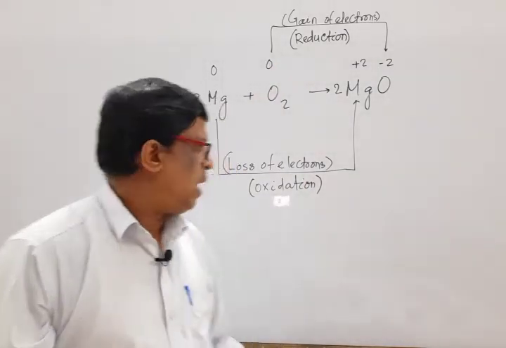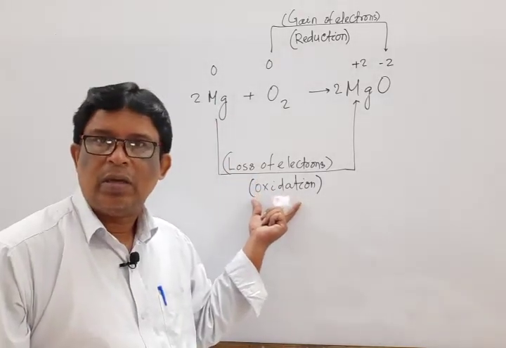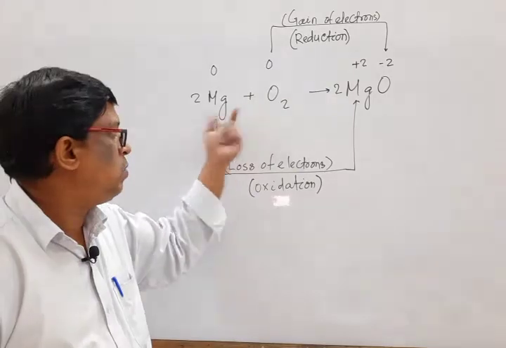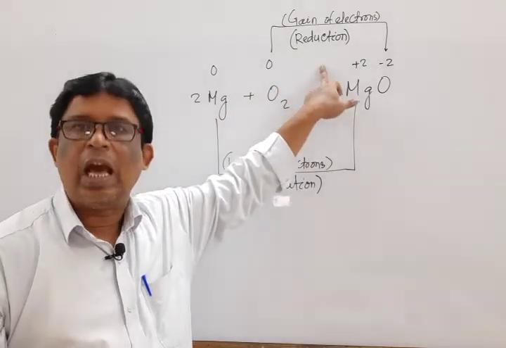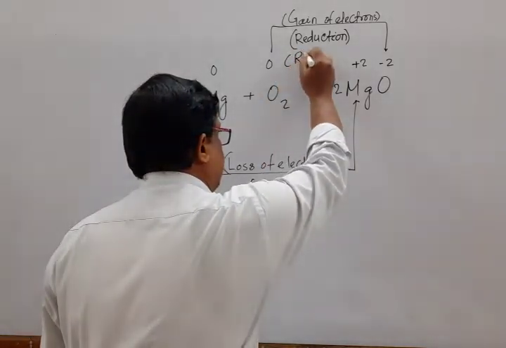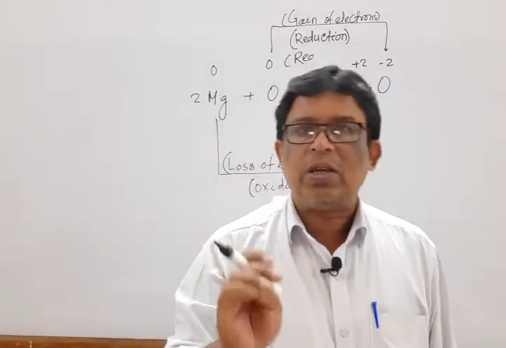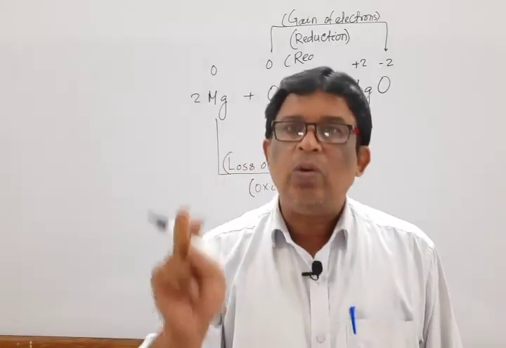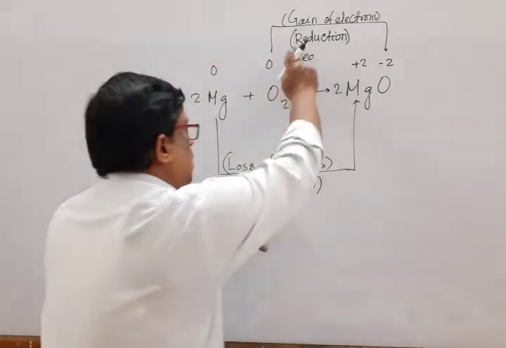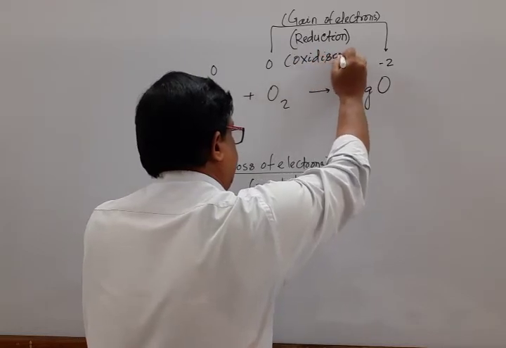Next, here mark that this is loss of electron, that means oxidation takes place. That means who helps in oxidation, who helps in losing electron of magnesium, that is oxygen. Oxygen helps in oxidation. The agent who helps in oxidation is known as oxidizing agent, the agent who helps in reduction is known as reducing agent. Since oxygen helps in oxidation, therefore it is known as oxidizing agent.